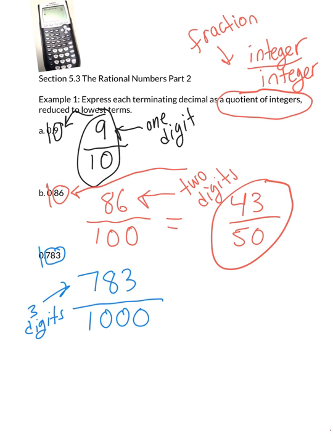Now just see if it reduces. You might want to have your graphing calculator close by. 783 divided by 1000, math button, enter, enter. And I end up with the same fraction back again on the main screen, which means it's already reduced. But hey, it doesn't hurt to check just to make sure. So 783 over 1000 is my final answer.